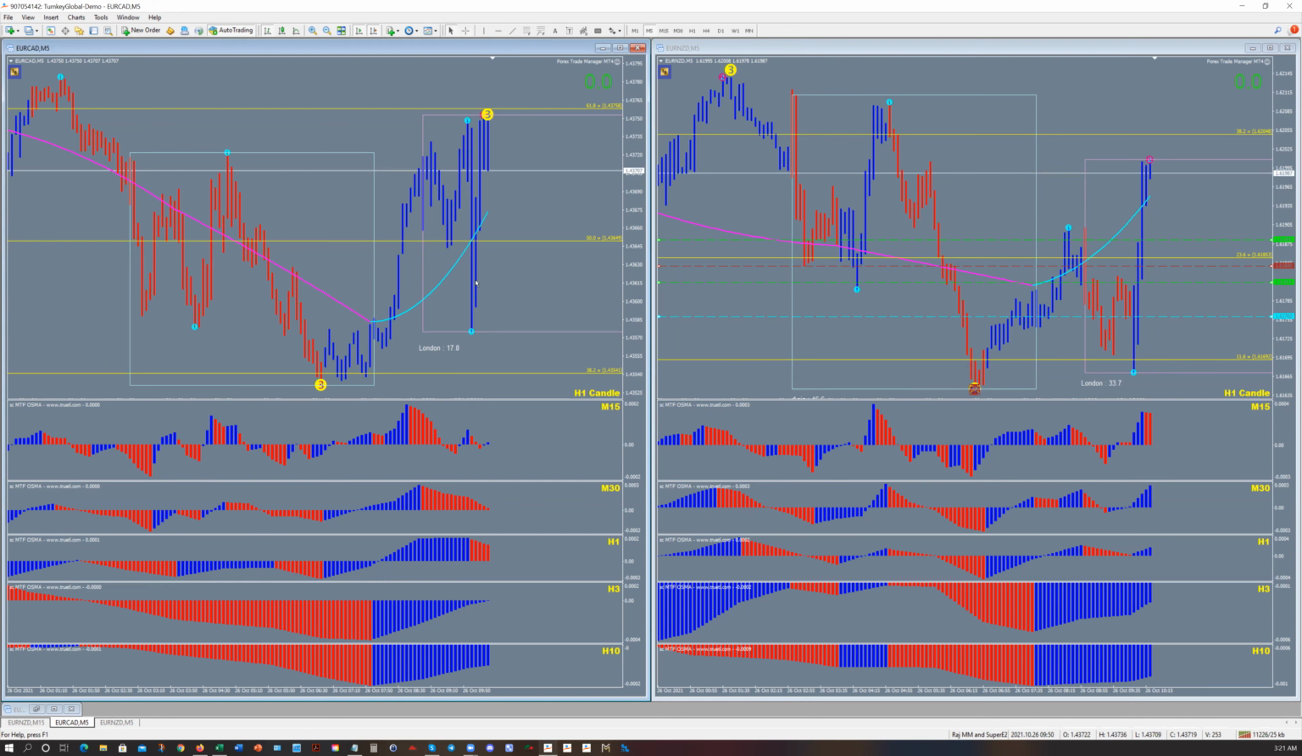Yes. 8 pip stop loss versus panicking for 20 pip stop loss. So to answer your question, yes, I would take the trade, but my stop loss would be really tight. It wouldn't be down here. Okay. So I'm really playing price structure with the 3-ball. I'm playing Russian roulette.